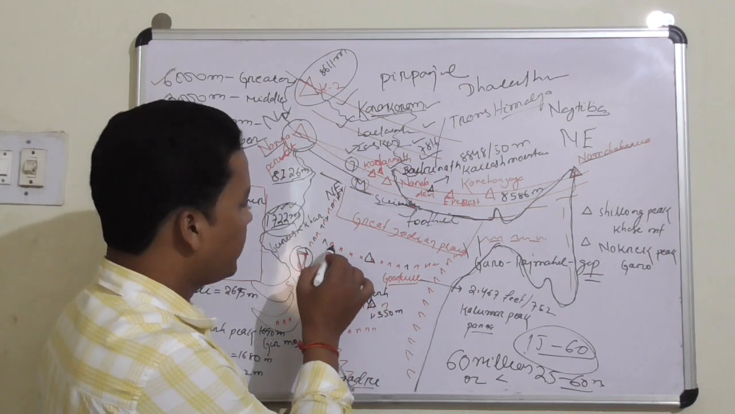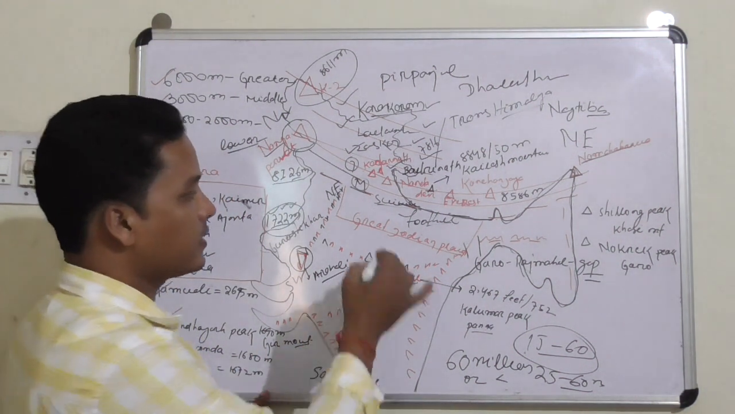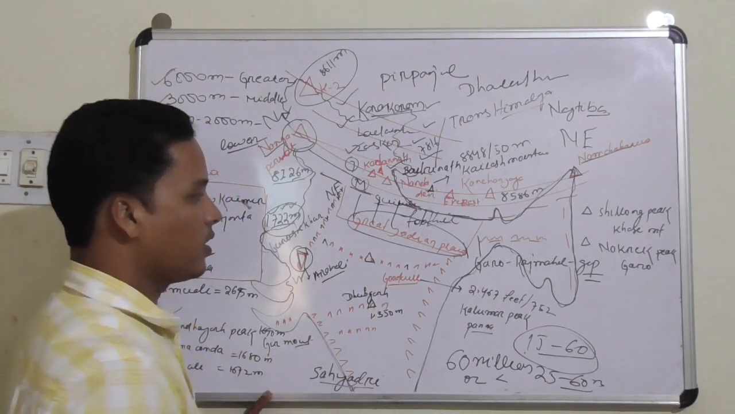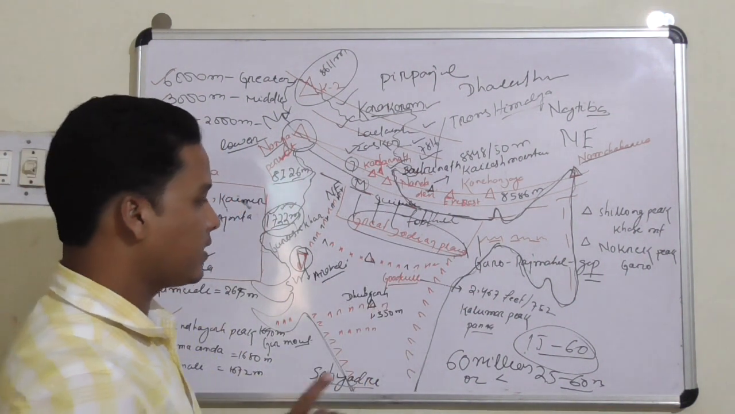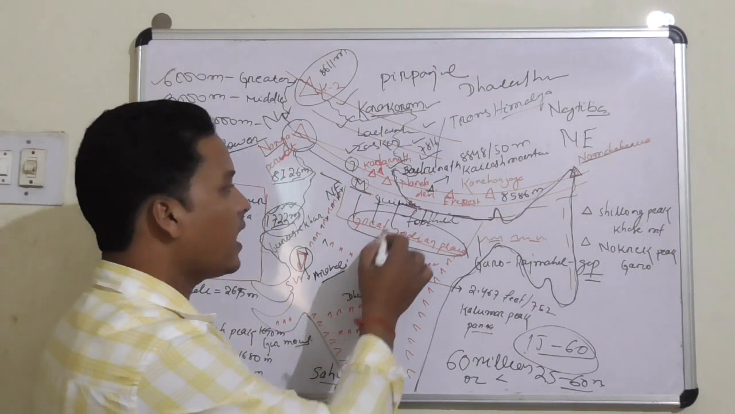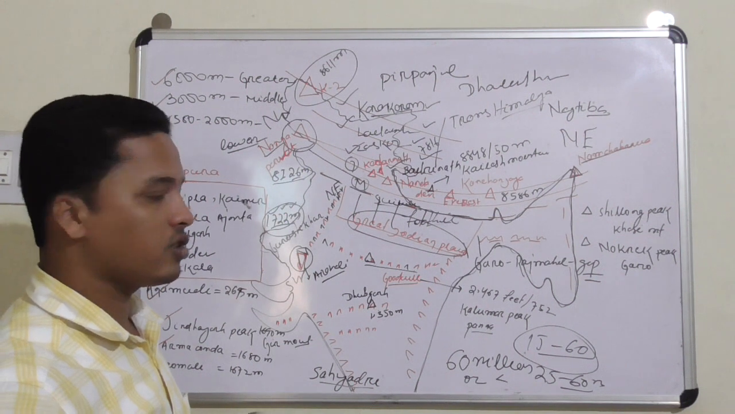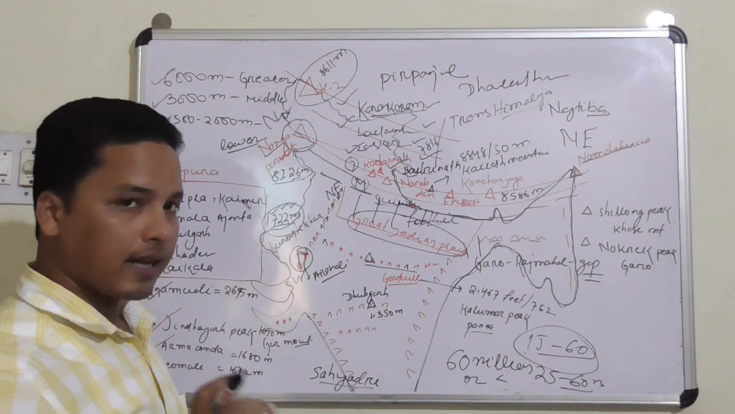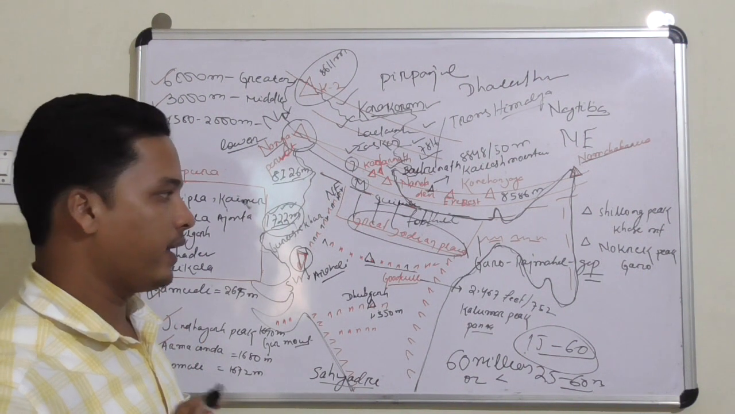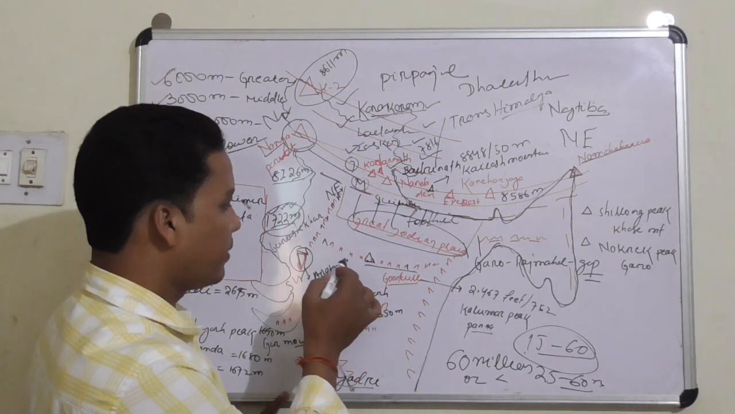Okay, next comes the Vindhya mountain. Vindhya is south of the Gangetic plain, the Great Indian Plain. That means the Gangetic plain is between the Vindhya and the Shivalik or Himalaya. The Gangetic plain is the youngest geological feature of India. You have to remember this.